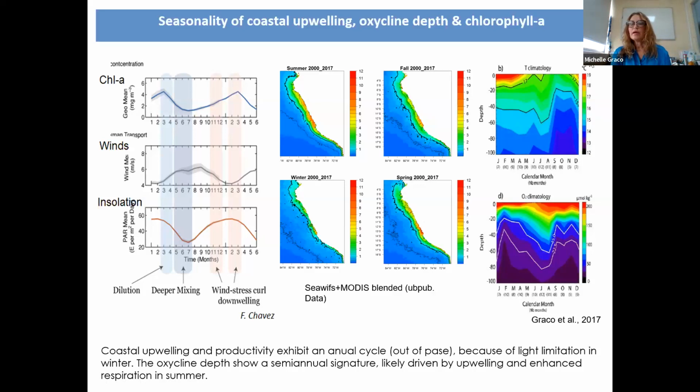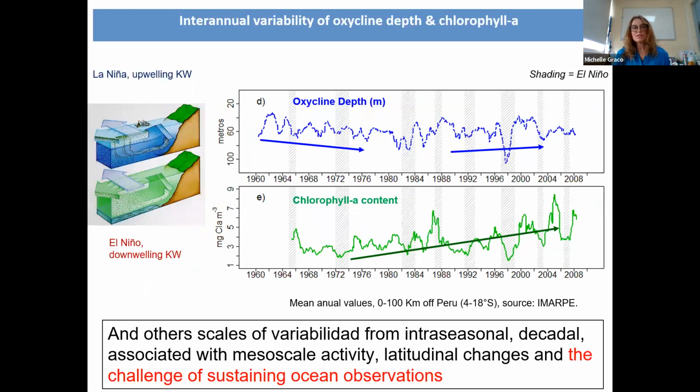And here, in this climatology that we performed for Callao, we can observe the change also in the temperature associated with the difference in the upwelling forcing. For example, here the maximum, and we call this condition. And this is also seen in the oxygen variability, where we can observe a semi-annual signature, driven by the upwelling but enhanced by the respiration during summer because of the higher productivity. But we don't have only this seasonal signature. We have also interannual signature, and everybody knows the big impact that we have related with El Niño.